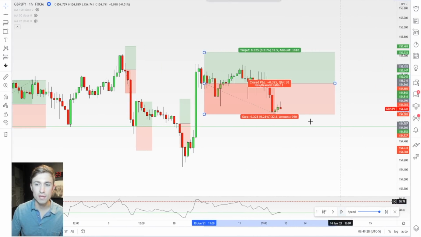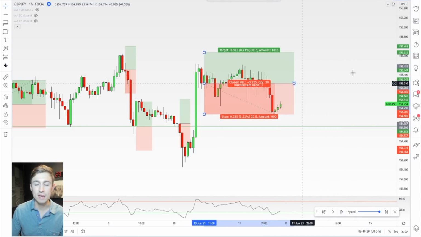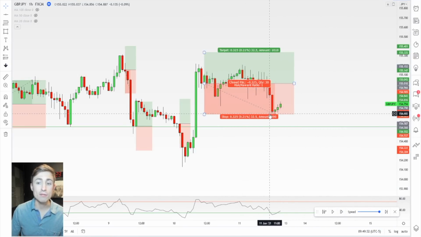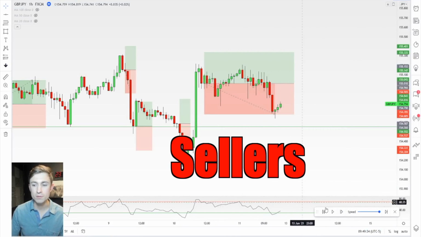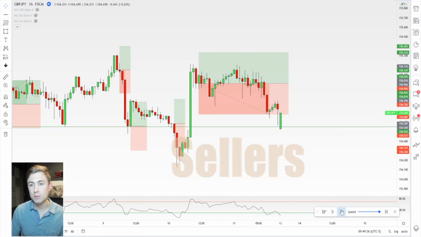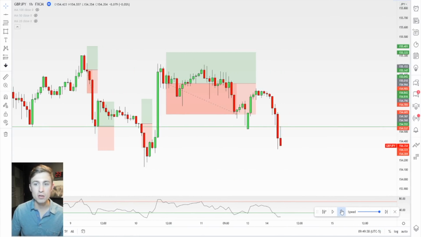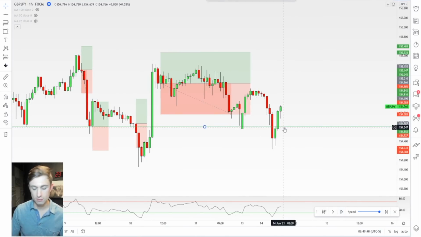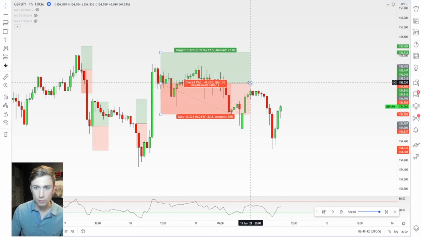Let's see. And it did look like we actually got stopped out there if you were long, and if you were selling, that would have been to take profit. So that was trade number 6. Let's keep going along. We'll look for more setups here on this pair.